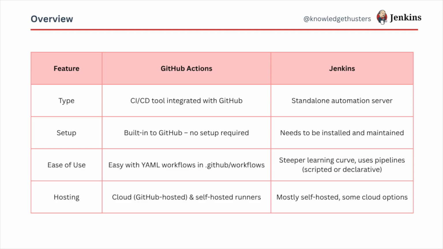Second, if I talk about setup, GitHub Actions does not require any separate installation and everything, but Jenkins is a different server, so setup is required. You need to install that and set up. It will take hardly 2 to 3 minutes. Actions are mostly written in YAML language, and Jenkins depends on the pipeline, scripted or declarative. So Groovy script, you can see. Hosting, both are cloud and self-hosted.